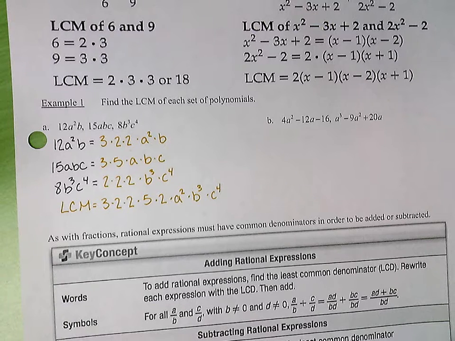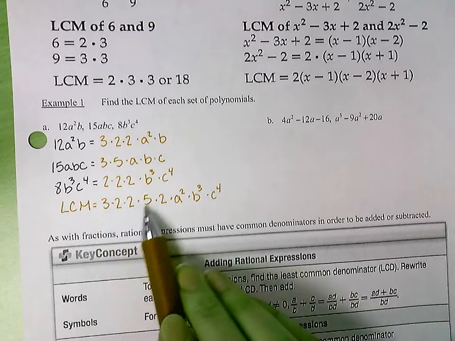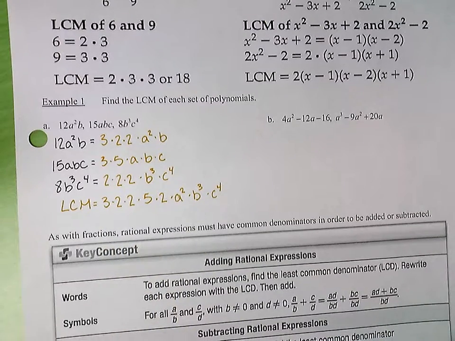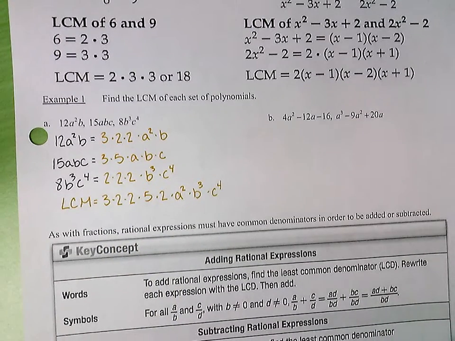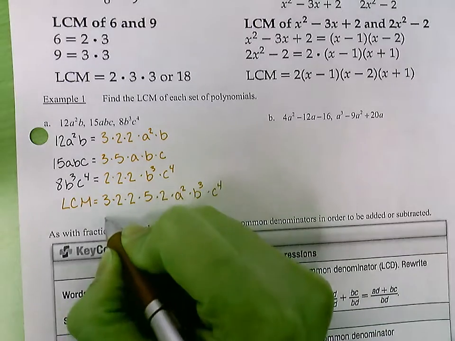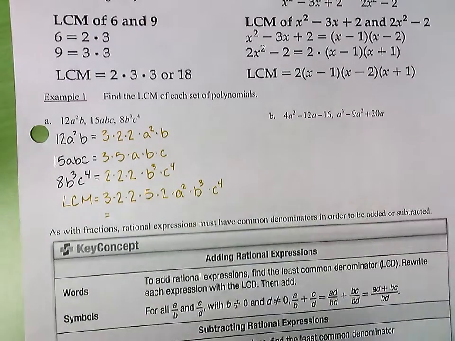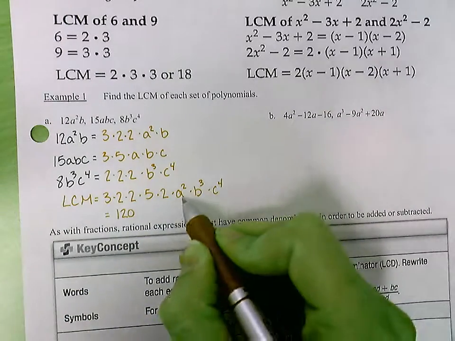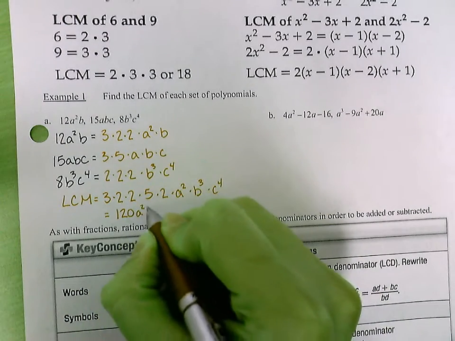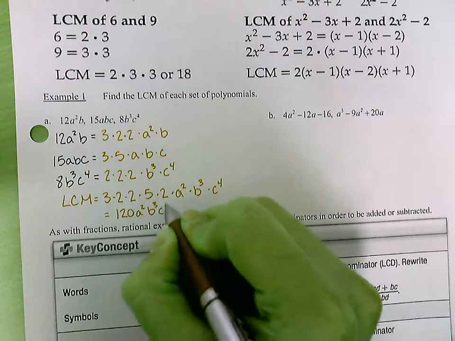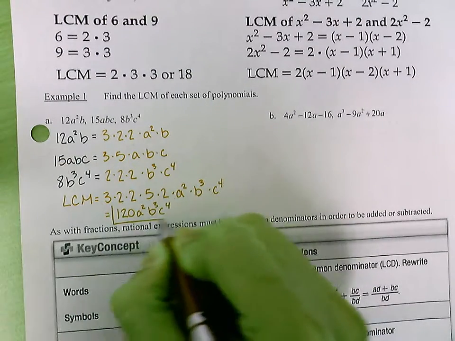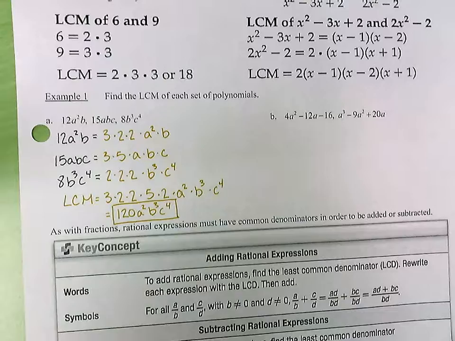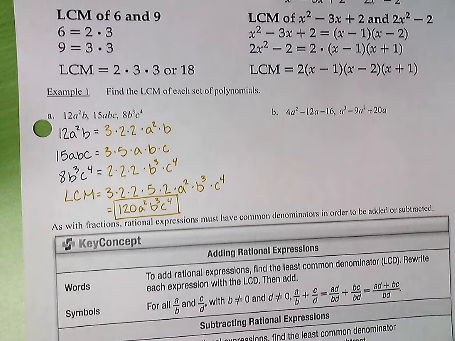Now all I have to do is multiply all of these numbers together. You can use a calculator to do that. You should get 120. And then I have a squared, b cubed, and c to the 4th. And that would be your least common multiple.